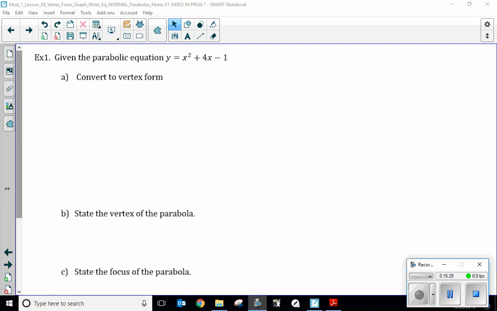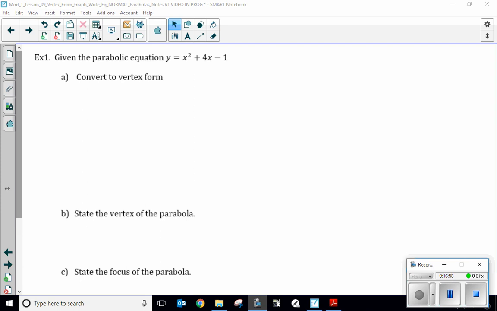Okay, now it's time for some heavy algebra work. If they give us this parabolic equation, y equals x squared plus 4x minus 1. Parabolic just means it's the equation of a parabola. They want us to convert it to vertex form. All right? The first thing we need to do, and there are two ways to do this. One way is completing the square, which some people don't like. But believe it or not, in my opinion, I think that's the easier of two ways.